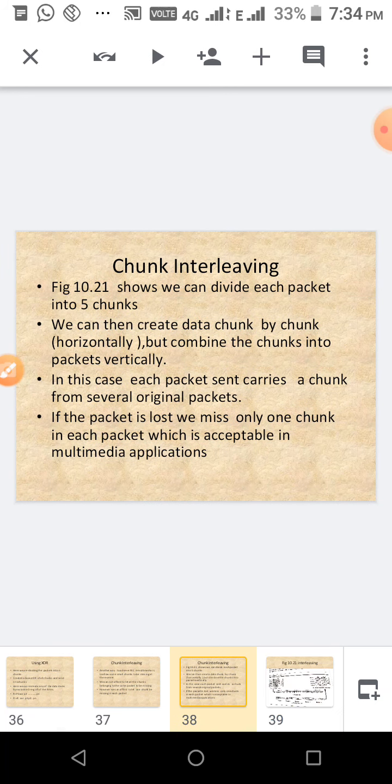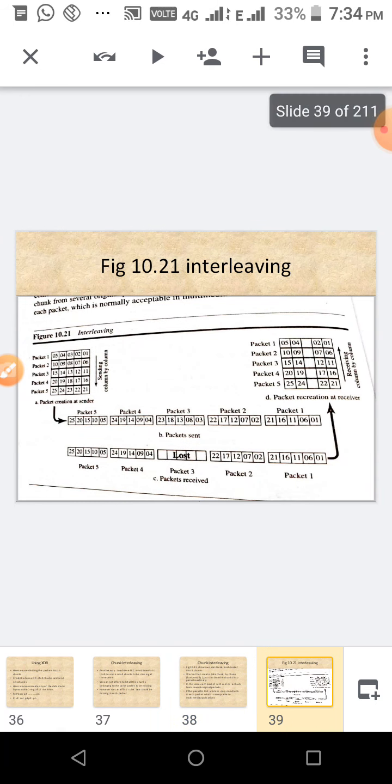That is explained here. The figure shows we can divide each packet into 5 chunks. We can then create a data chunk horizontally but combine the chunks into a packet vertically. In this case, each packet sent carries a chunk from several original packets. For example, we are creating one packet that contains a chunk from all the packets.